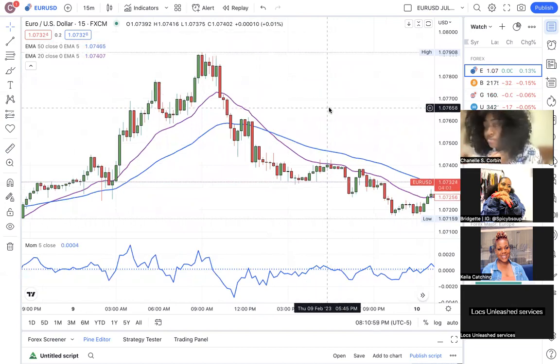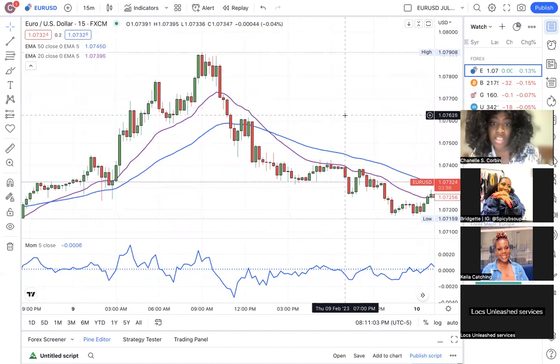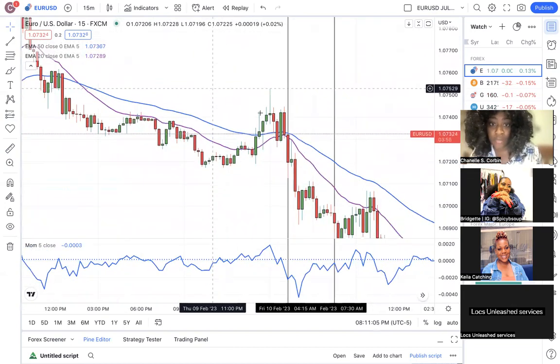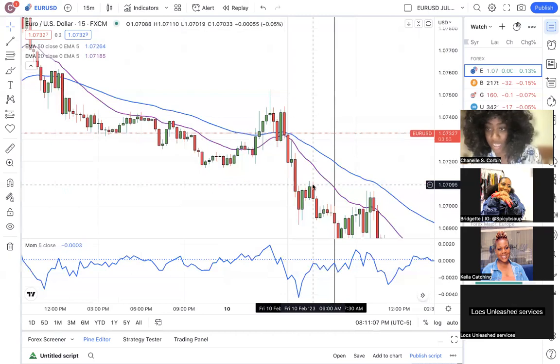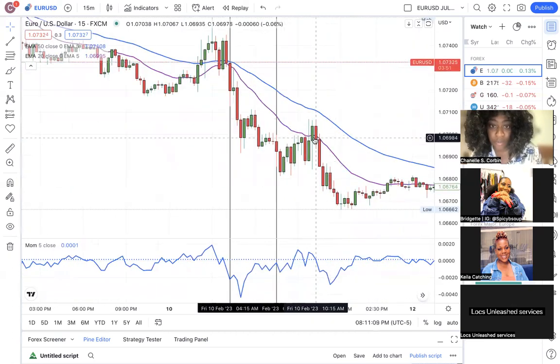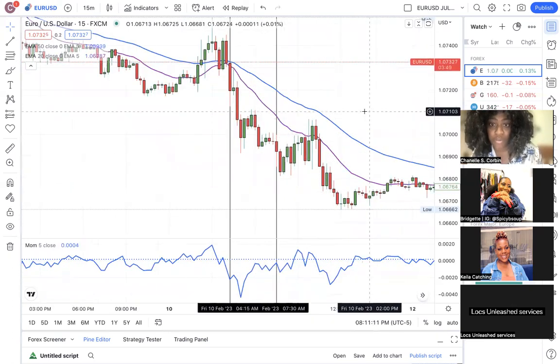And just a disclaimer, the market won't always give you exactly what you want. So when you see the perfect setup, this is perfect. Take your opportunity, right?